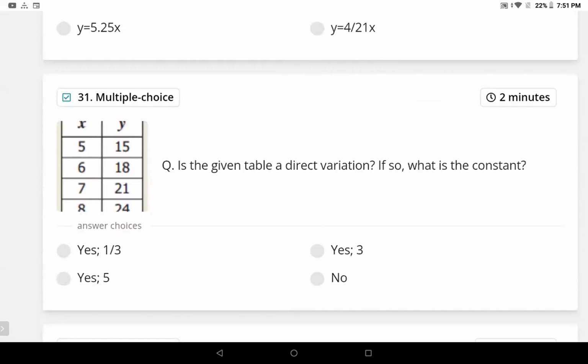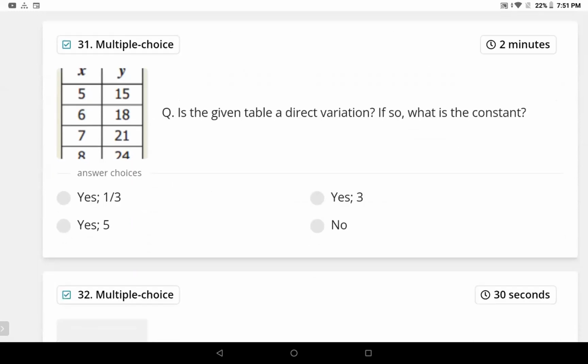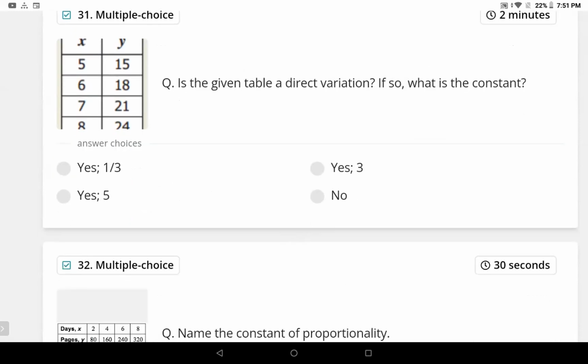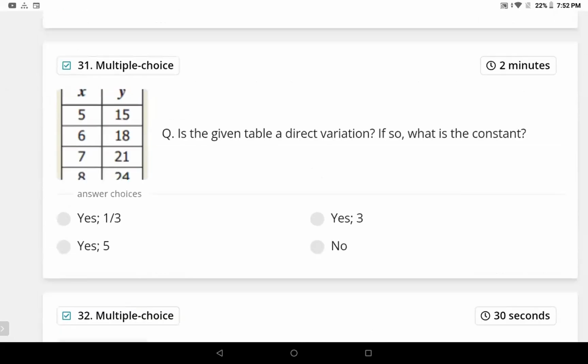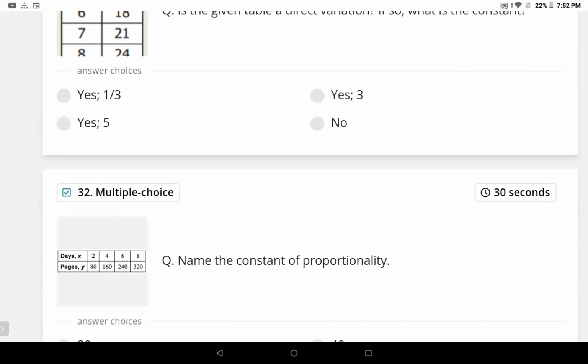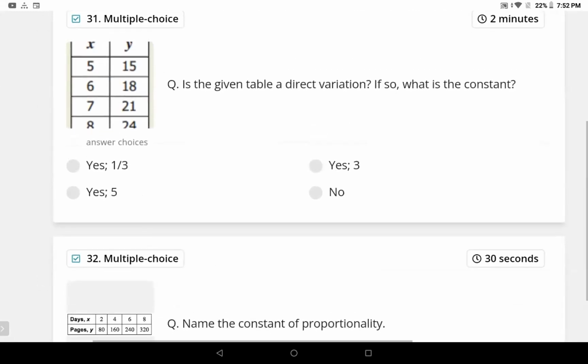You have to see in this question, is this a given direct variation? If so, what is the constant? Direct variation. The constant is 1 by 3. Is it 3 or 1 by 3, children? It's 1 by 3. Very good. 1 by 3, children, because it's a given direct variation.